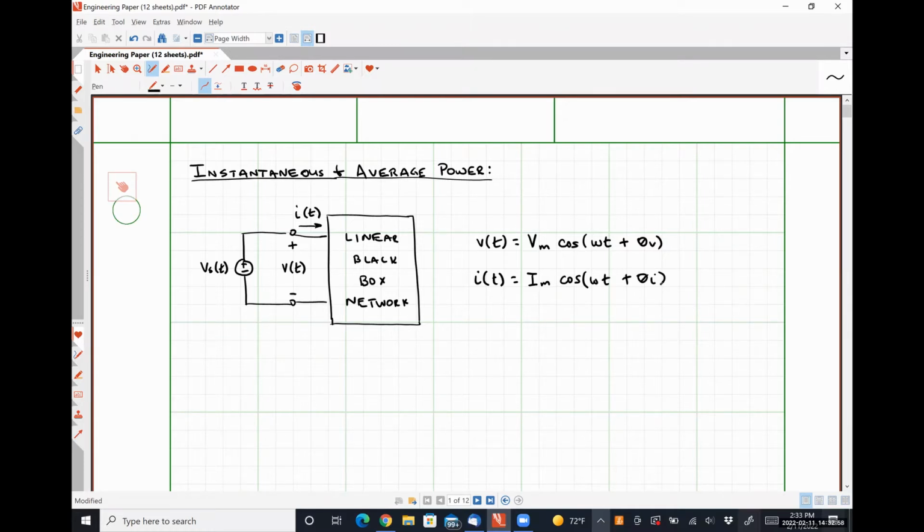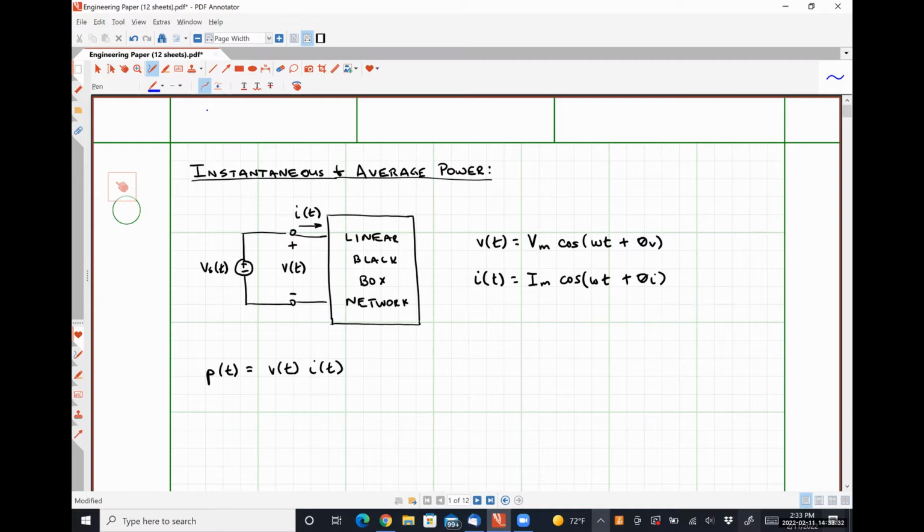Instantaneous power, P of t, is simply the product of this voltage V of t and this current I of t, because P is equal to I times V. So over here on the right, I'm going to introduce you to another trig identity that we're going to use multiple times throughout today's lecture.